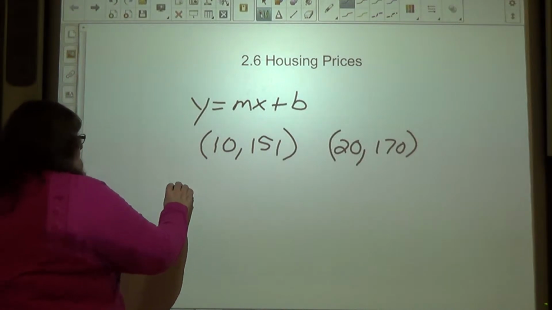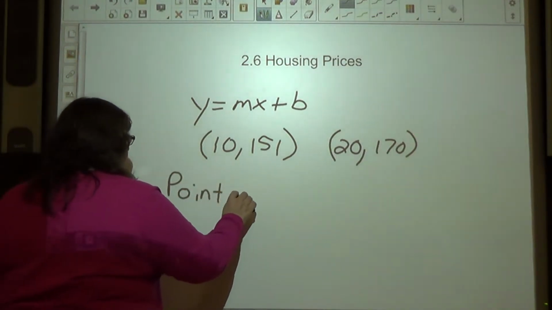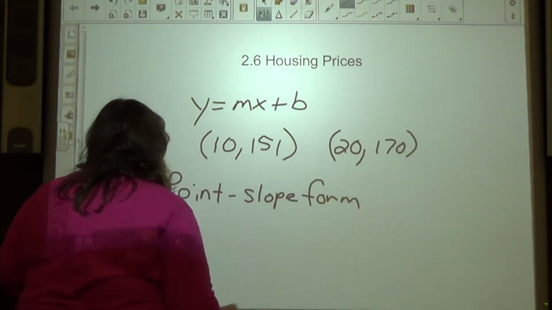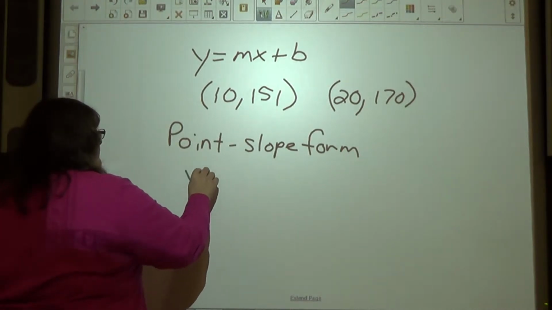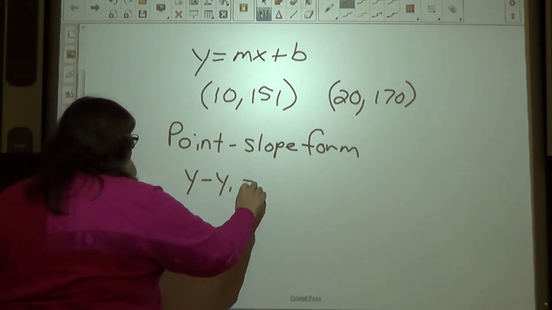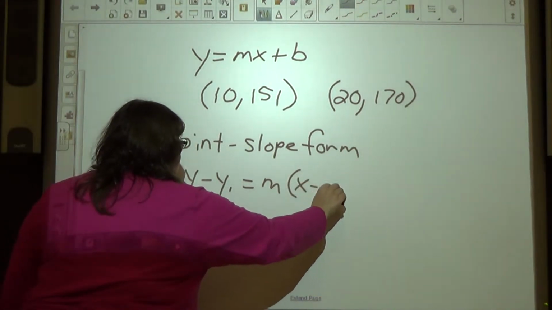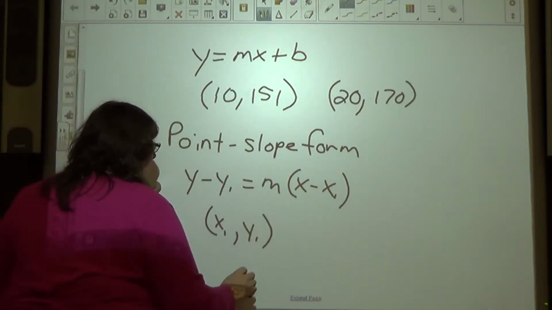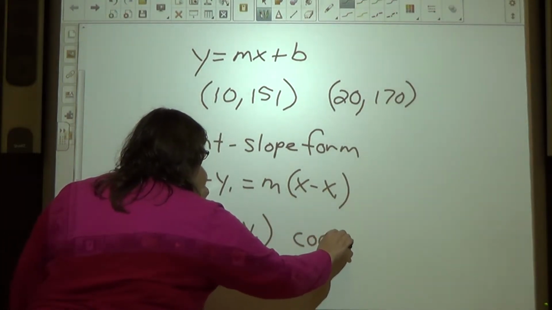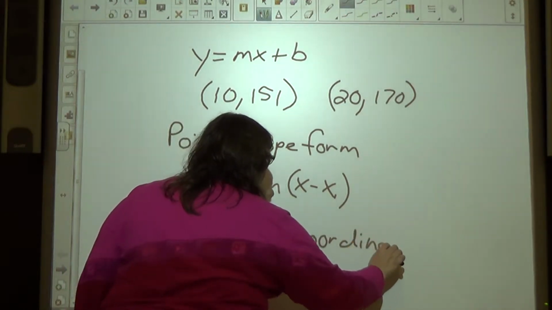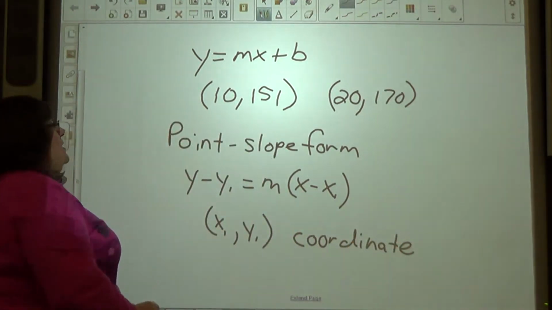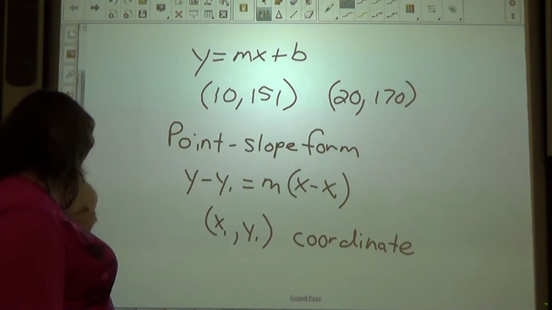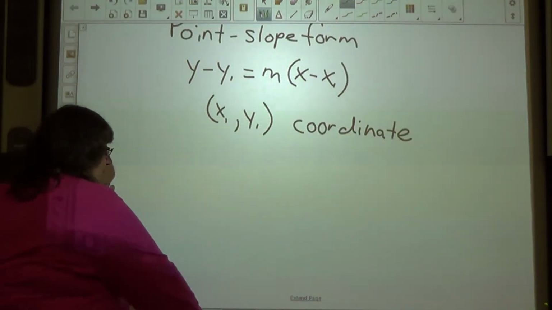So the point-slope form is pretty simple. You have this y minus y1 equals m times x minus x1, okay? Well, the (x1, y1) is a coordinate. Okay? So in other words, it's either the (10, 151) or the (20, 170). Okay? So we have found the rate of change for these.